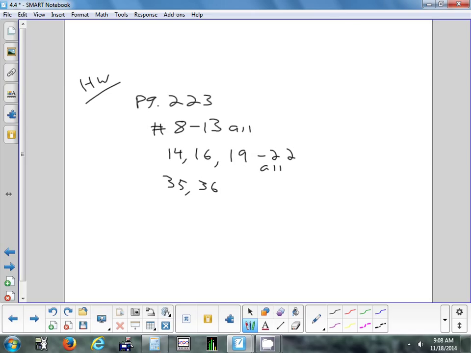Okay, so the homework is on page 223. 8 to 13 all, 14, 16, 19 to 22 all, and 35 and 36. Okay, so tomorrow we'll take a look at section 4.5. That'll be our last section for the week, and then we'll have our test on Friday.